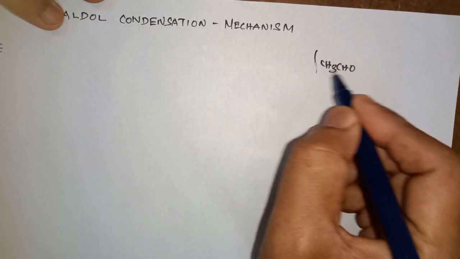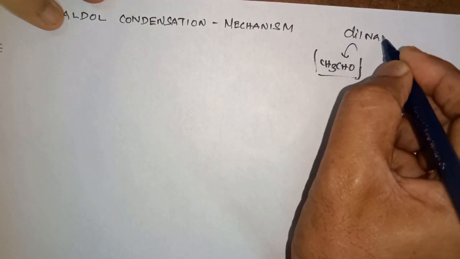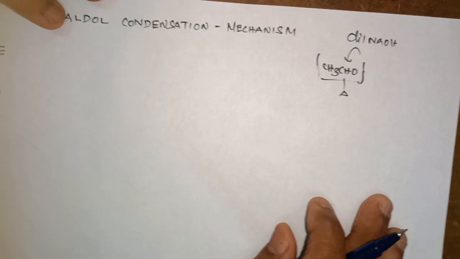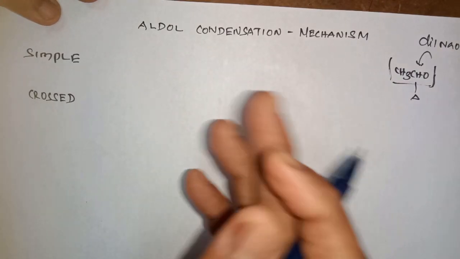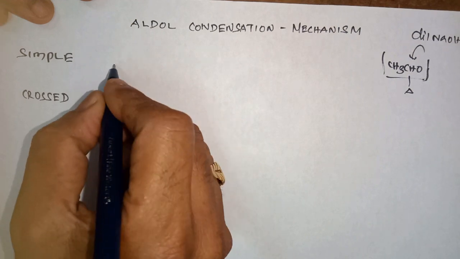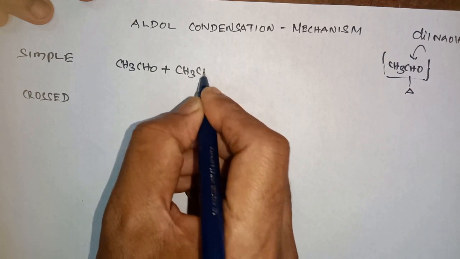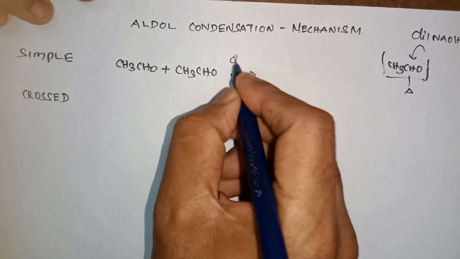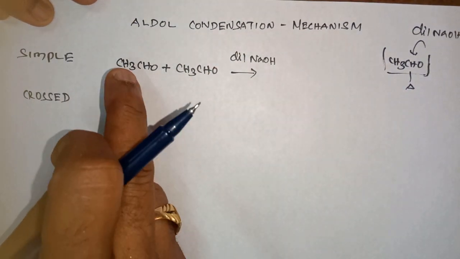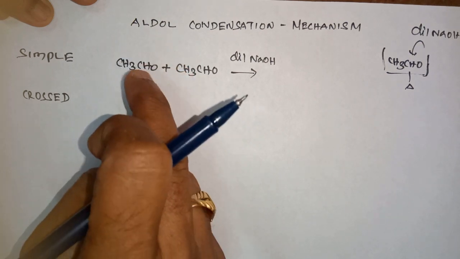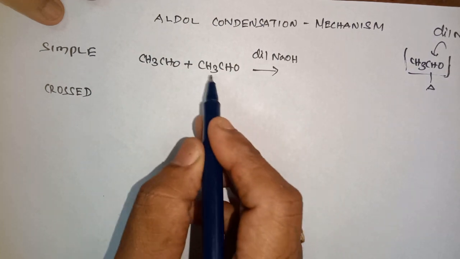acetaldehyde in a beaker, it's a liquid, and add a small amount of dilute sodium hydroxide and heat it. When acetaldehyde is heated with dilute sodium hydroxide, what will happen? Two molecules of acetaldehyde, that is CH3CHO plus CH3CHO, in the presence of dilute sodium hydroxide, react and are converted to the product named aldol. Then how to write the reaction? In the mechanism I will teach you how to write the reaction.